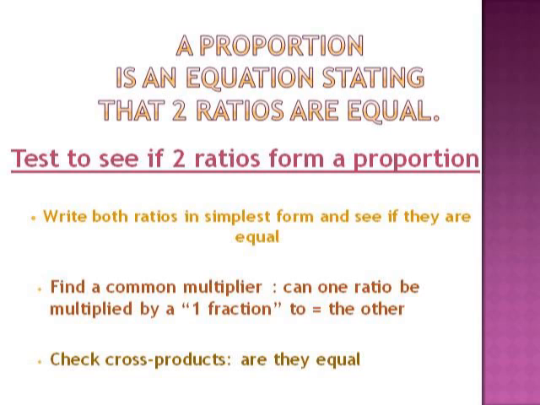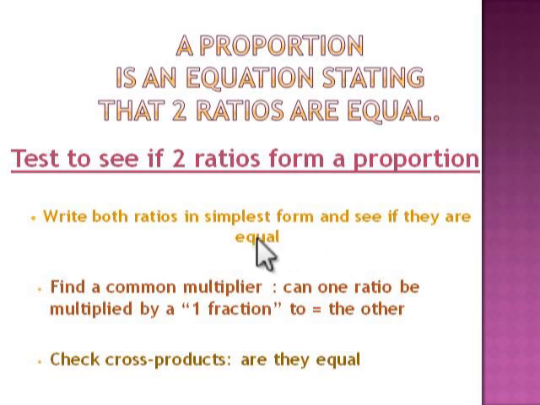One would be to write them both in their simplest form and see if they're equal. So if you think of, again, they might be written as fractions, or they might be written with a colon, or they may be written with the word "to," but you treat them as a fraction, put them in their simplest form, and see if they're equal.